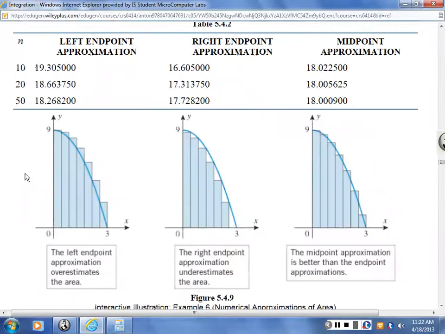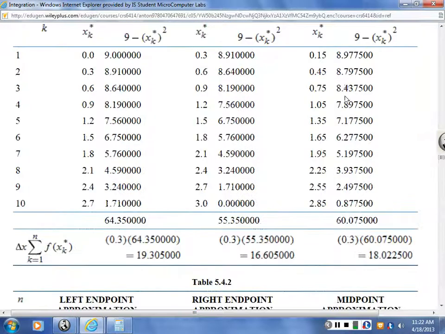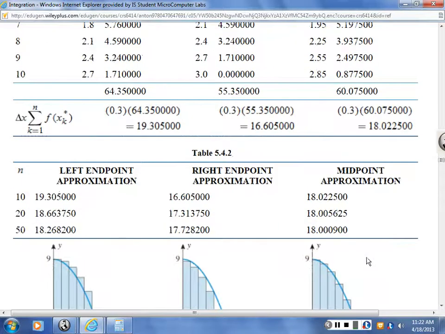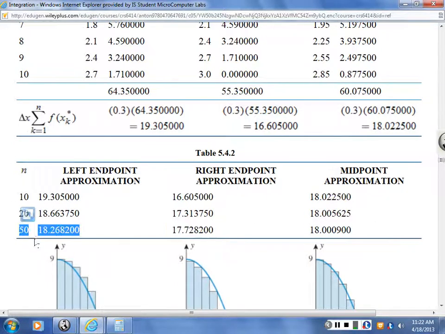Can you just generally accept, though, that in any given area that you're trying to find, the midpoint would be the closest? Yes, the midpoint is the closest. And you can see with 10, 20, 50 rectangles, it's even closer, right? This one still is under and this one's still over.